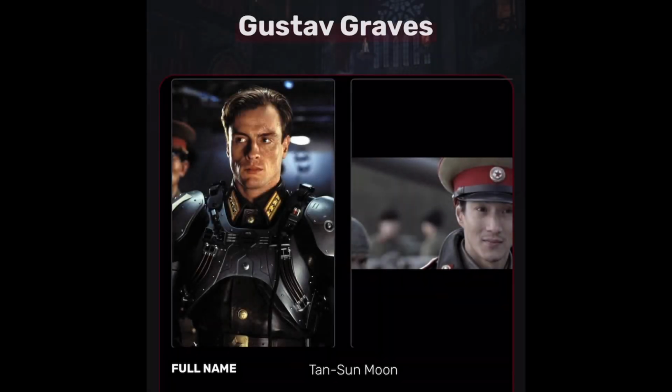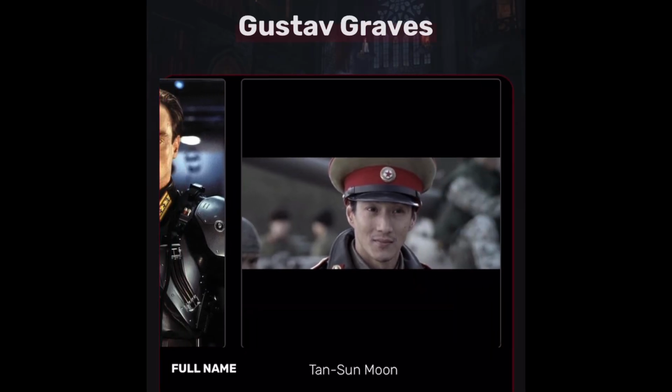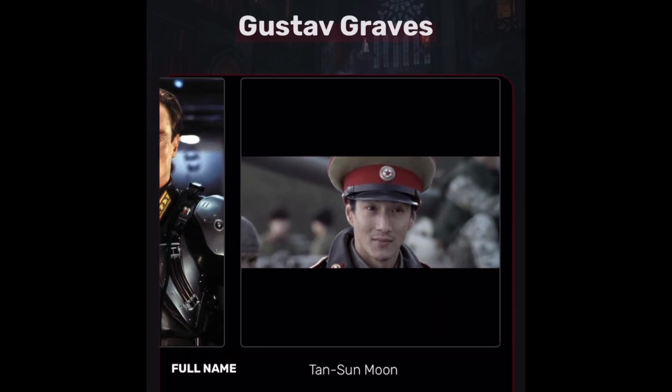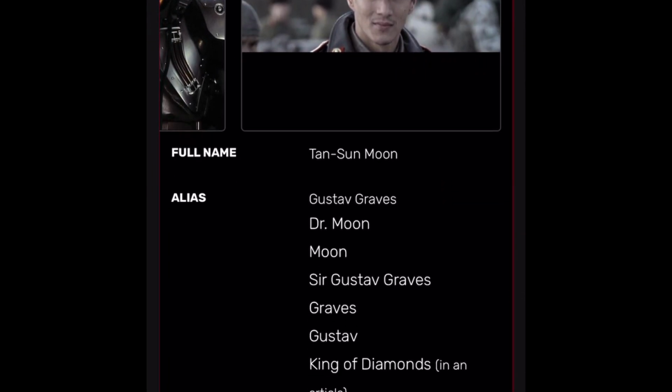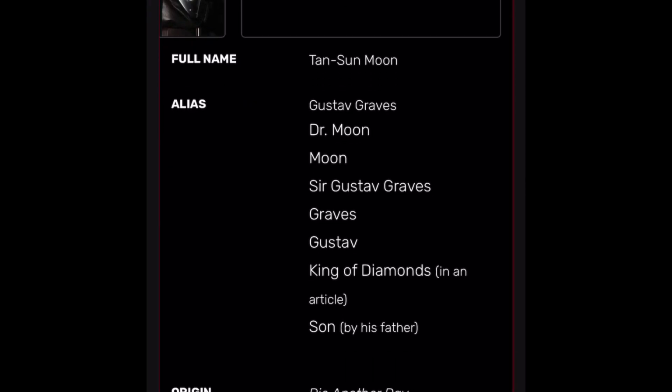Now here is my concept for plot number 2. Instead of Gustav Grace originally being a Korean soldier, I will use that as a red herring, and I would have had him be secretly Ernst Stavro Blofeld.